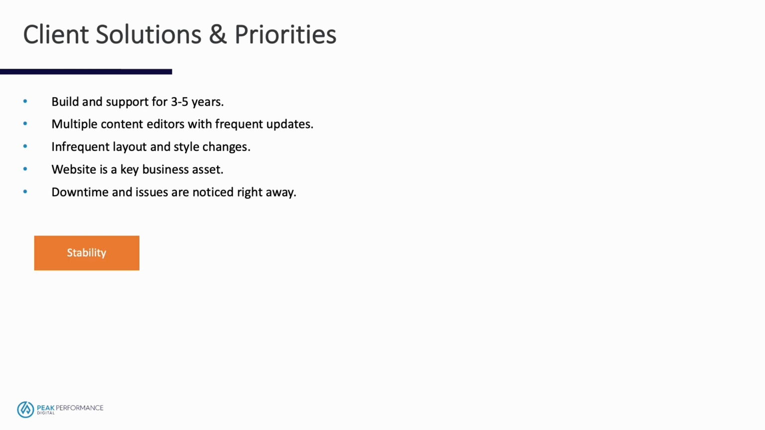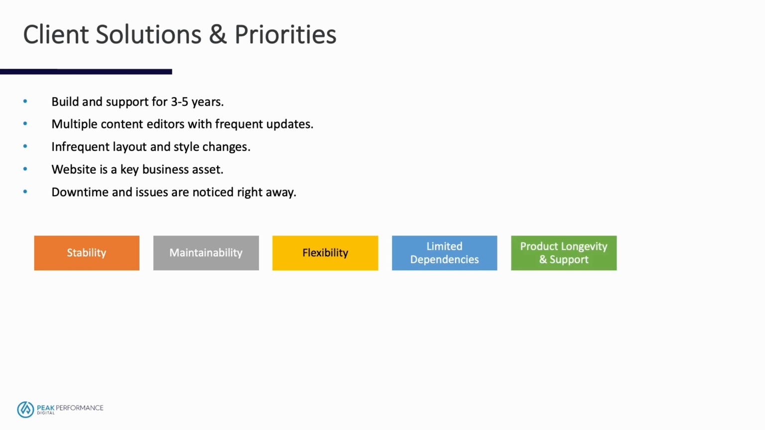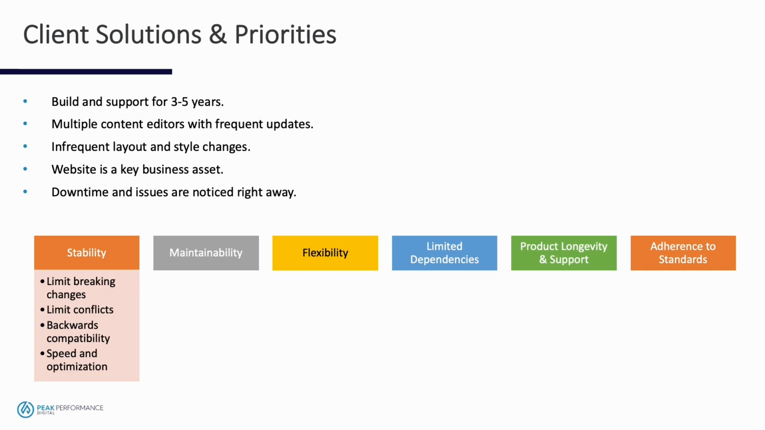Some of the things we look at include stability, maintainability, flexibility, dependencies, product longevity and support, and how all the products adhere to standards. Stability is pretty self-explanatory. We want to make sure that the websites don't break when WordPress updates, or when another product gets updated. We also need to ensure that the product doesn't slow down the website either by generating too much code, running messy queries, or loading unnecessary junk.